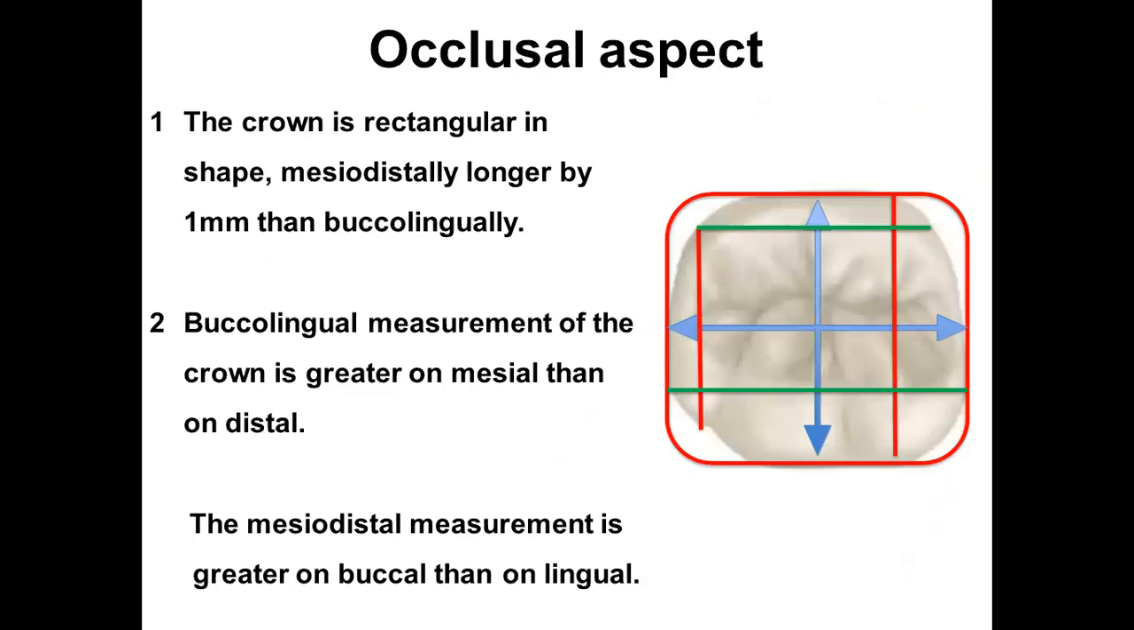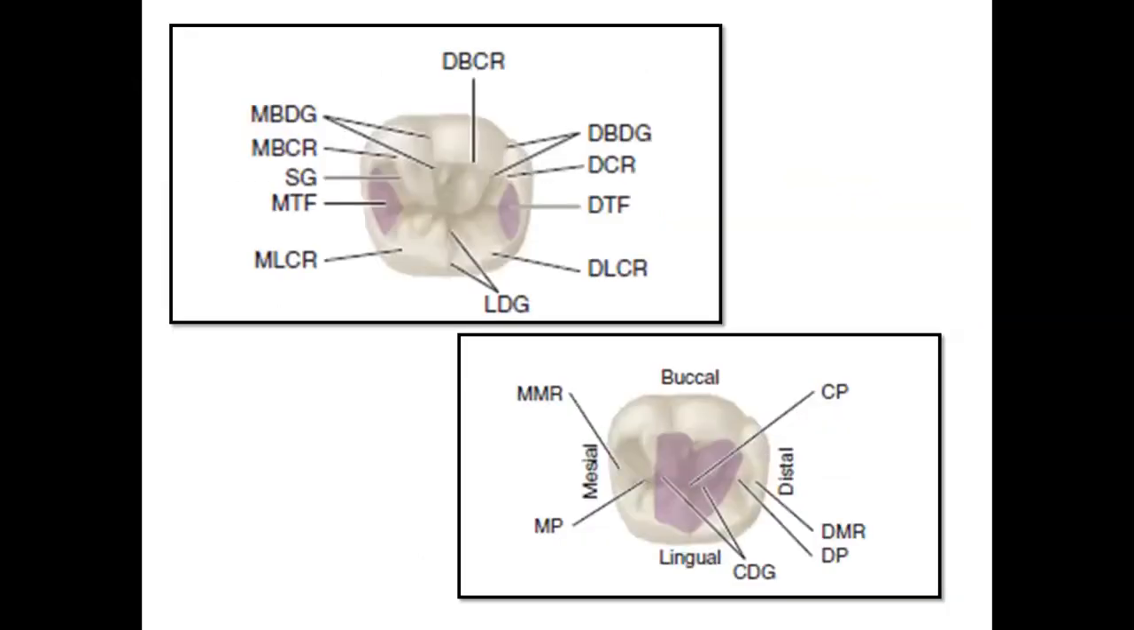Now, starting with the occlusal aspect, when you see the crown occlusally, the shape is roughly rectangular and it is more rounded. And when you compare the dimension, the crown is mesodistally wider than the buccolingual dimension. This we have already discussed. So from the occlusal view, you can appreciate the structures such as 5 cusps: mesiobuccal cusp, distobuccal cusp, mesiolingual cusp, distolingual cusp, and 1 distal cusp.